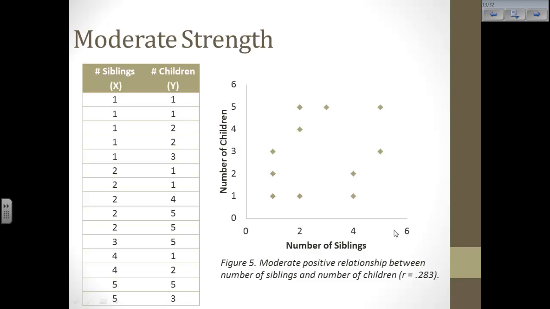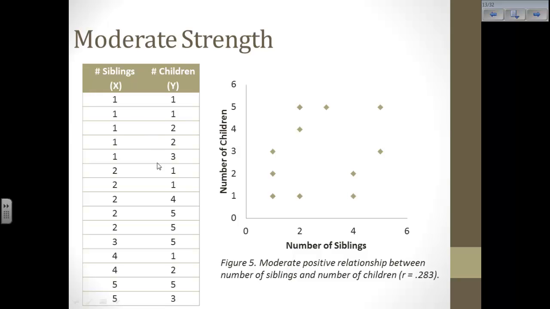Here's an example of a moderate strength relationship. So number of siblings and number of children. And this actually comes from data that I collected from a previous statistics class. I figured they would be a pretty strong relationship. I figured, based on the family dynamics you had growing up, you would tend to imitate that in the future. But that isn't the case.